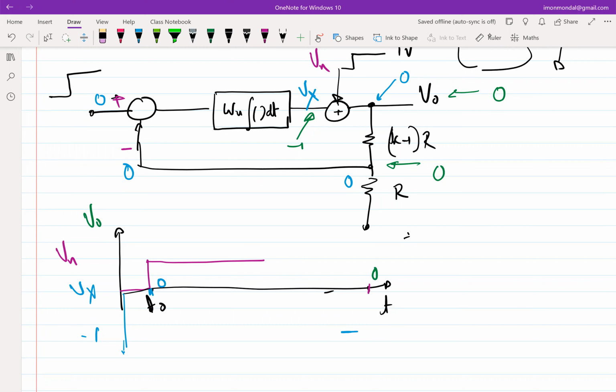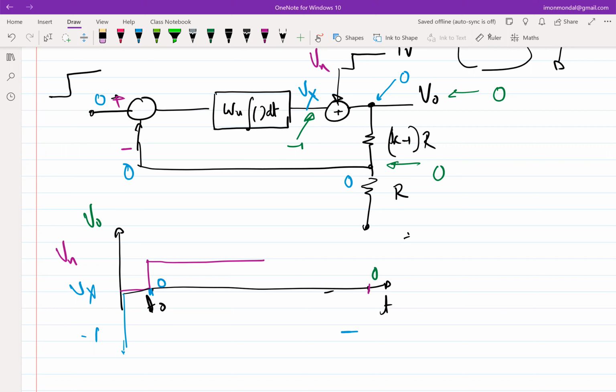Now the question is, how will it go to -1? Can you comment, without doing the maths? I will leave the maths to you. That will maybe be a part of the home assignment. But can you comment on how it will go from 0 to -1? Okay, it's an exponential.